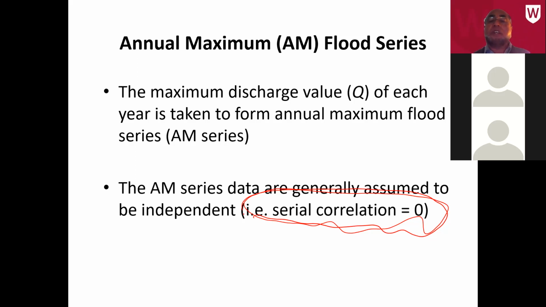So serial correlation is really how much correlation is there between the flood of this year and previous year. So this is called lag 1 serial correlation. And if I want to find out what is the correlation between the flood of this year and flood of the 2 years before, so that is lag 2 serial correlation. 3 years before is lag 3 serial correlation. So serial correlation is assumed to be 0 for AM series.